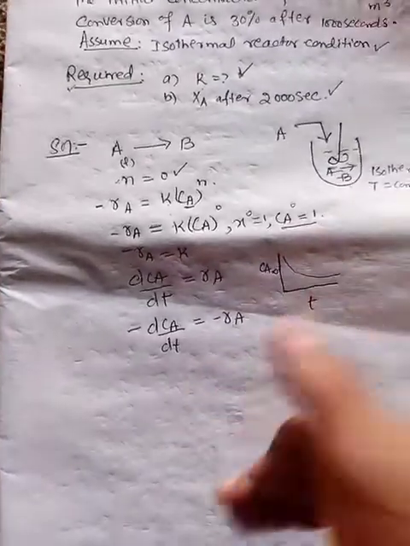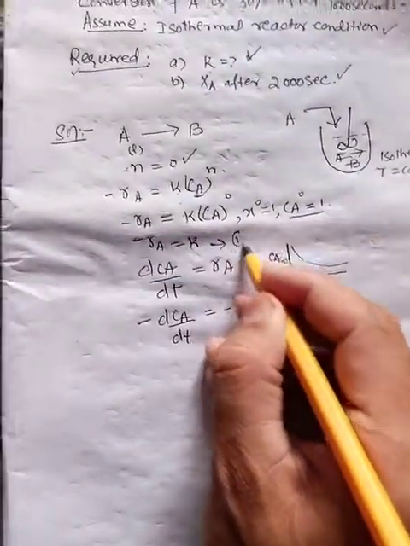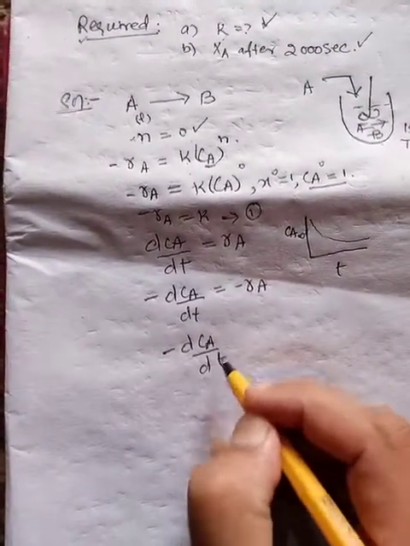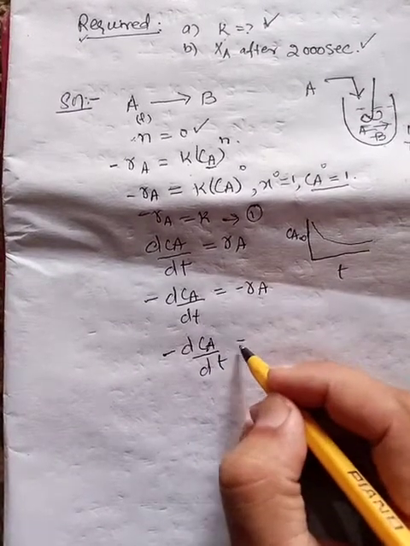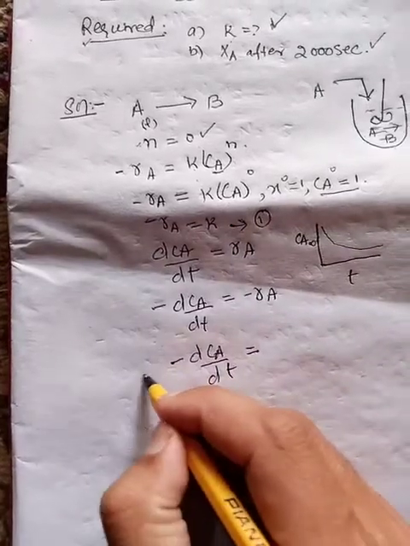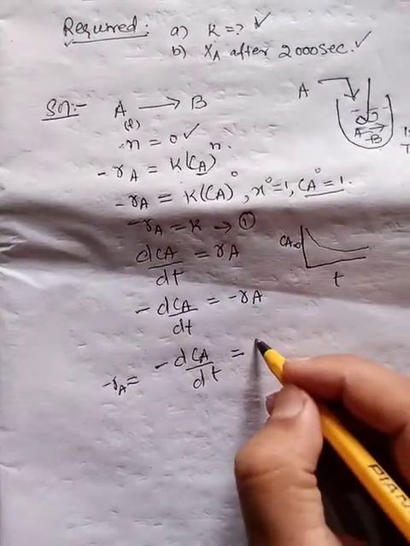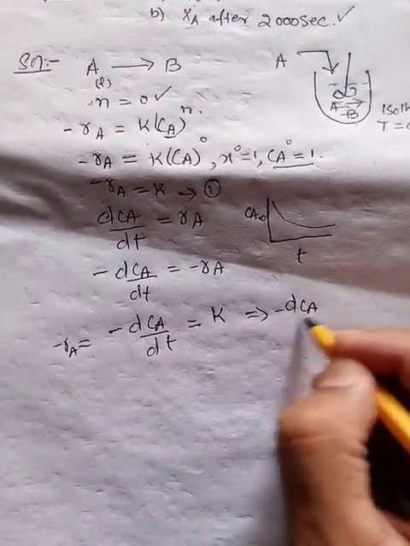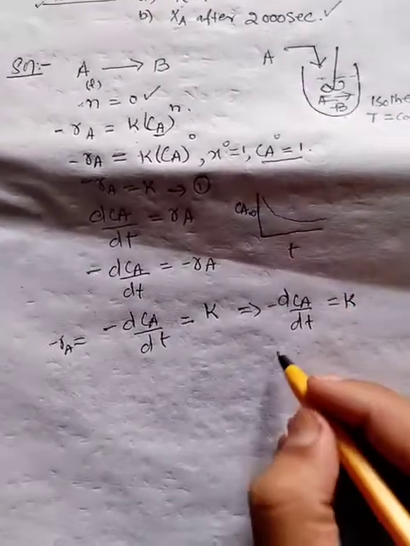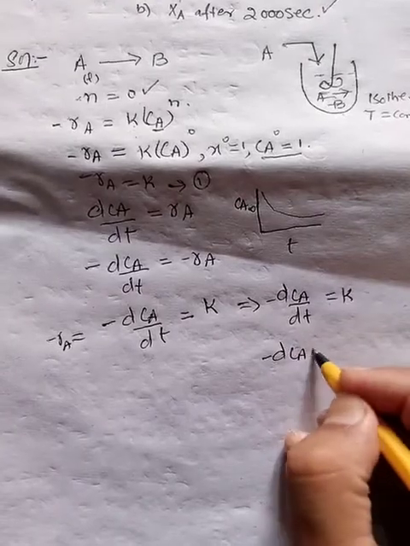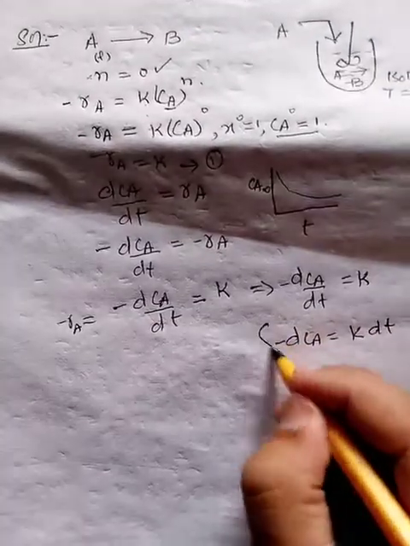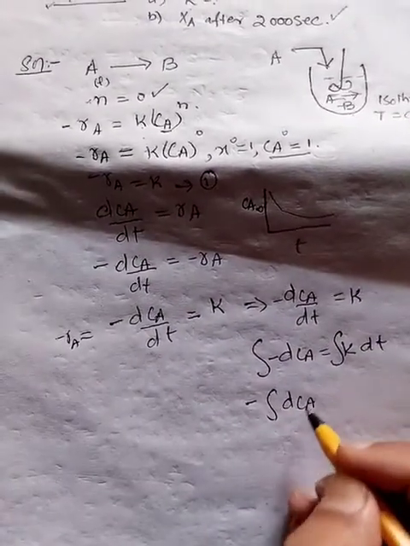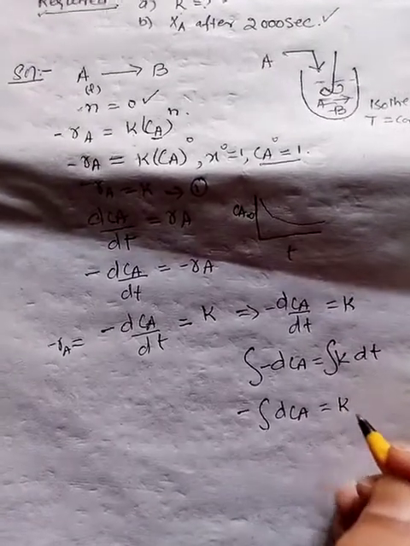Suppose this is equation number 1. Now from equation 1, minus Ra is equal to minus dCA divided by dt, and this is equal to K. So we can write minus dCA by dt is equal to K. Now rearrange this equation: minus dCA is equal to K dt, applying limits. K is the rate constant.